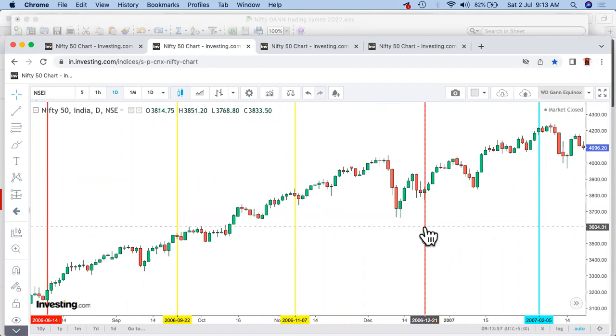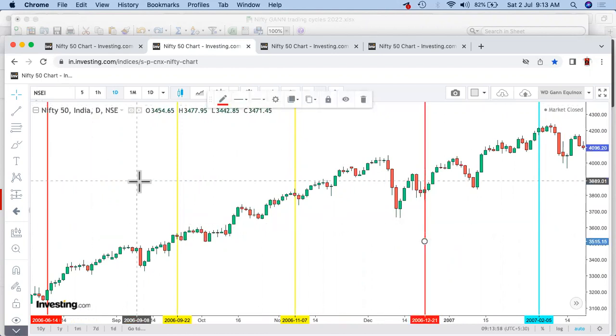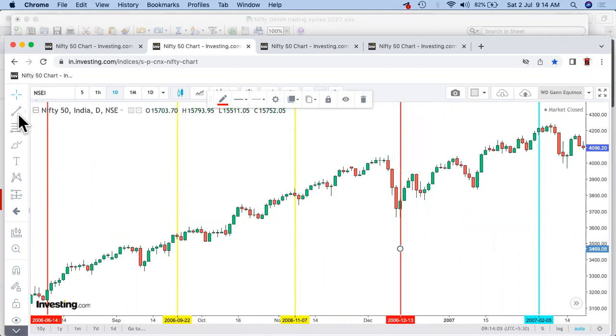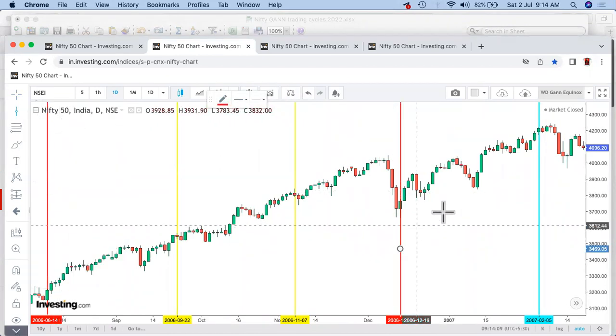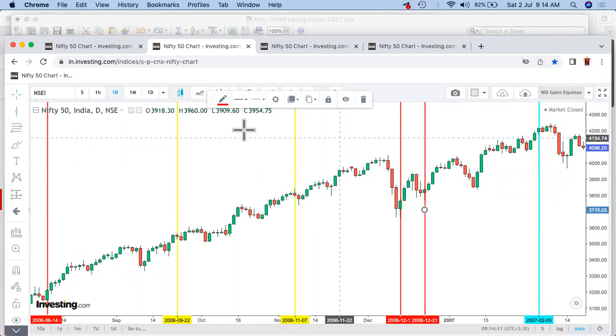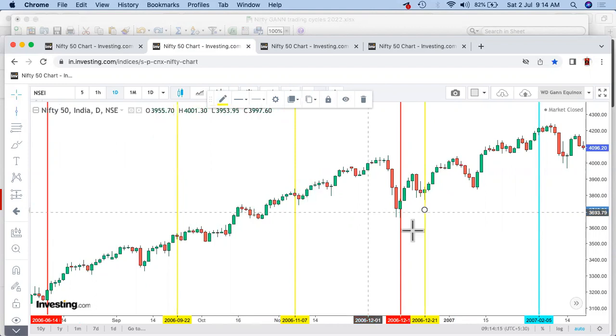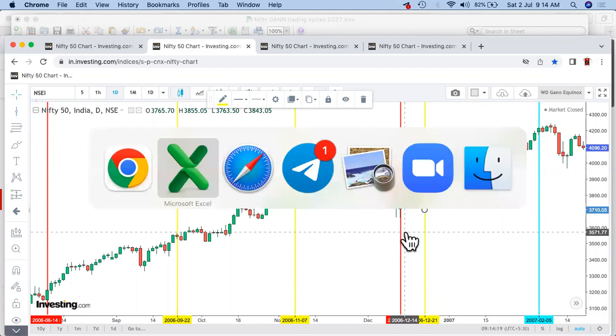I can consider this probably, or I can shift it to this date, and this date can be marked as yellow. So this is not accurate, but this is approximate. I'll change that in the month of December 2006.